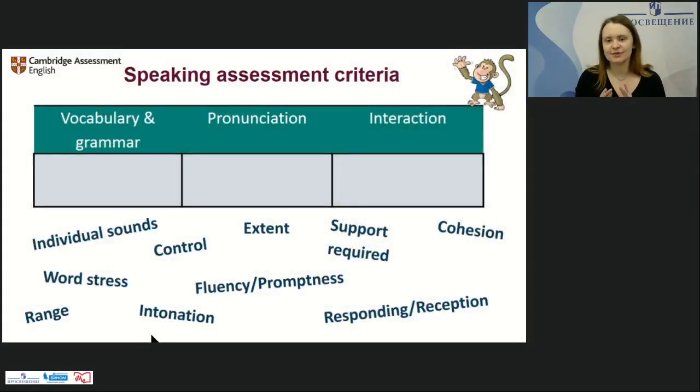So there are some speaking assessment criteria. We're going to start with speaking, and the assessment criteria are going to be vocabulary and grammar, so it's language, pronunciation, and interaction. And you've got some words here, some criteria here. Could you please try to put them into the correct group? You can do it on your own and write it on your piece of paper, or, which is more desirable for me, write it in the chat. So which of them go for grammar and vocab, which of them for pronunciation, and which of them are for interaction?